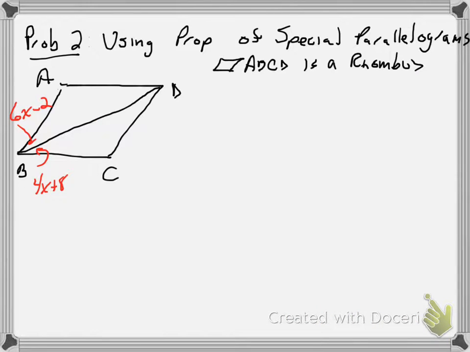Problem 2 talks about using the properties of special parallelograms. They tell you that parallelogram ABCD is a rhombus. So if they're saying it's a rhombus, you know the diagonals bisect the angles. So I can say that 6x minus 2 equals 4x plus 8. Okay, let's go ahead and solve.